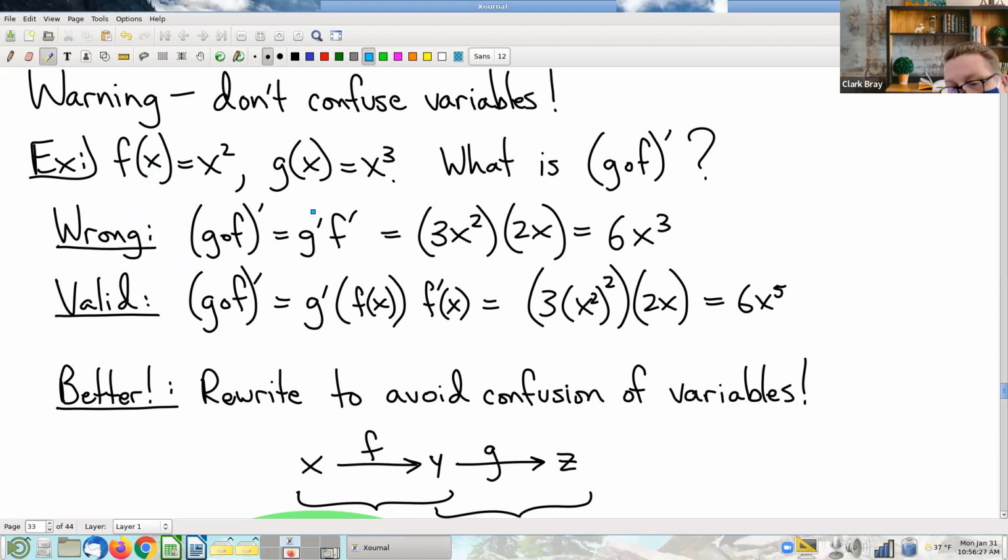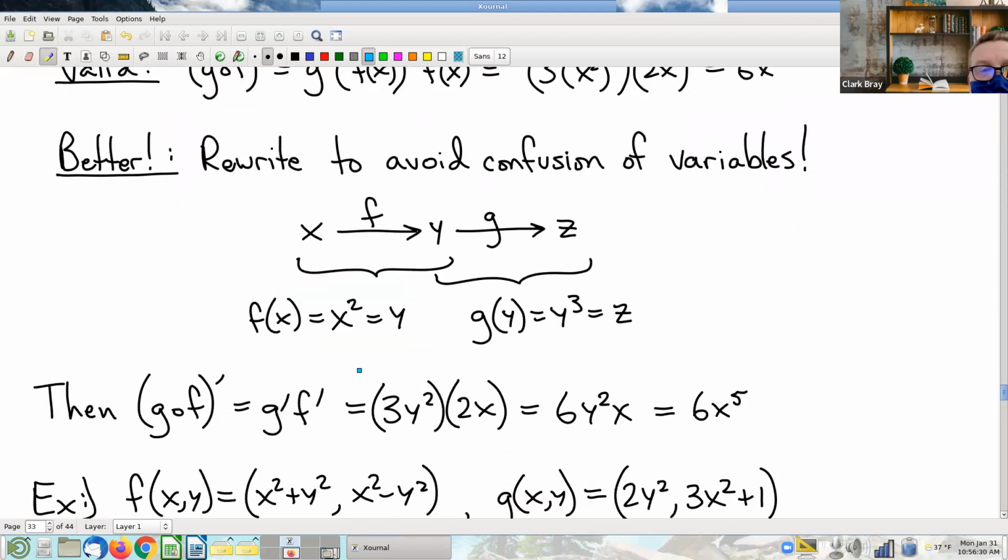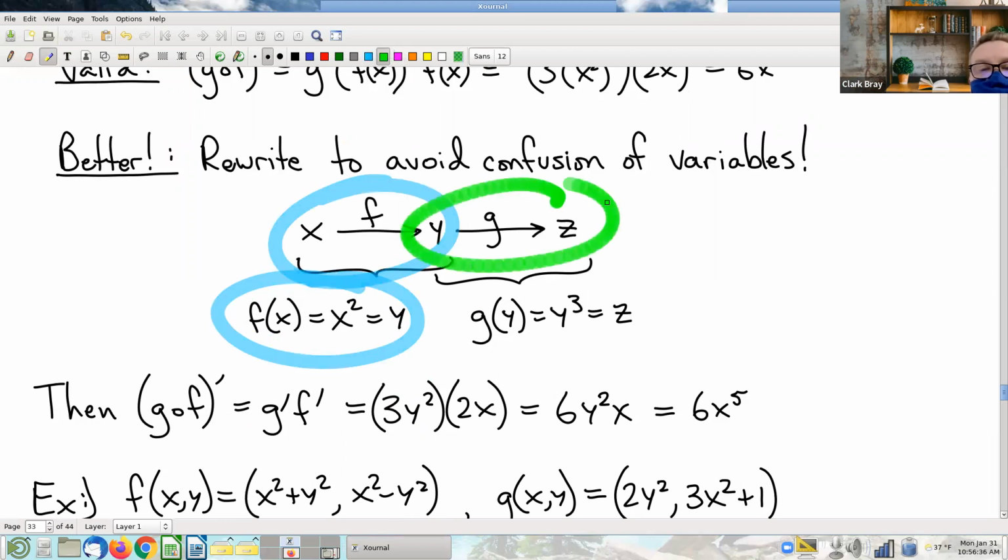So much better to just rewrite g, right? Perfectly fine to leave f in terms of x, but let's rewrite g in terms of y, because y is what comes out of f in the first place. So just rewrite it as g of y equals y cubed. Same function. Didn't really change the function at all. I'm just changing the variable that I'm using to represent it.